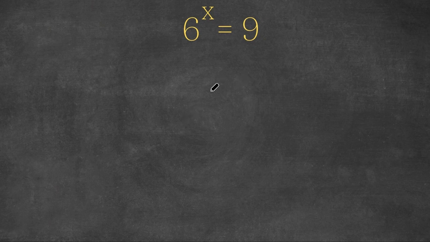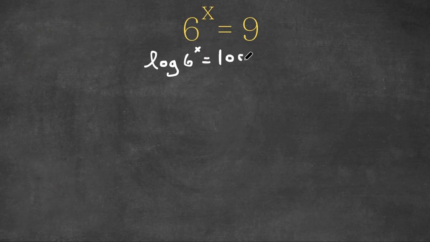In today's video, I'm going to be teaching you guys how to solve this exponential equation. So we have 6 to the power of x is equal to 9. Now what I'm first going to do is take the log of both sides. So we have log of 6 to the power of x is equal to log 9.